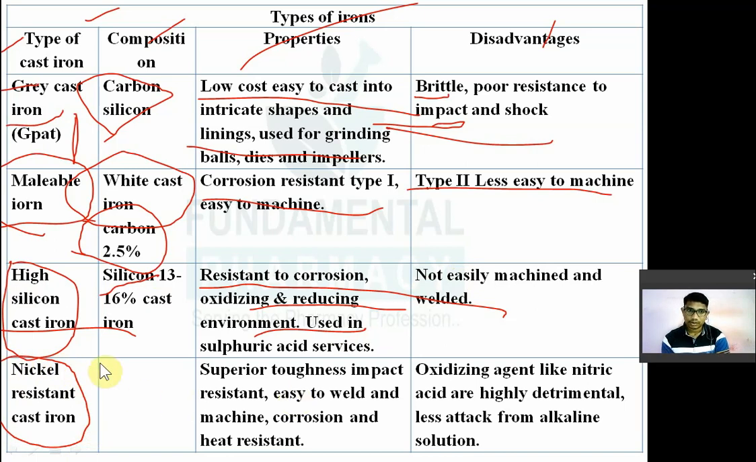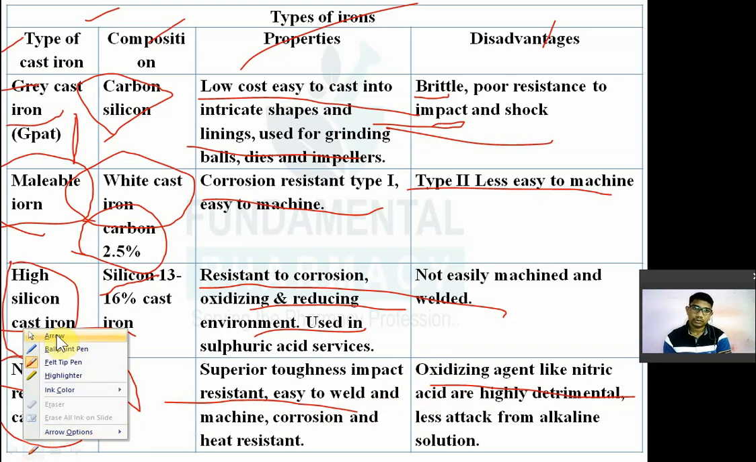It will have nickel content. So in addition to your iron plus silicon plus carbon, you have nickel over here. Nickel gives high toughness, it is responsible for the toughness. So it has superior toughness, impact resistance, is easy to weld and machine, and is corrosion and heat resistant. That is nickel resistant cast iron. But it has a disadvantage: oxidizing agents like nitric acid are highly detrimental, and it has less resistance to attack from alkaline solutions, another disadvantage.